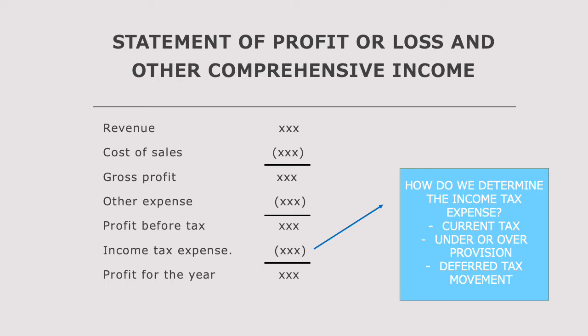Now, I'm sure you have heard of the terms current tax and when there is an under or over provision, but the concept of deferred tax will be new to you, and we will focus on that later in this lecture. So when we determine the income tax expense, we have to take into account current tax, any under or over provision of tax from the previous financial year or the previous year of assessment, and then your deferred tax movement. And importantly, income tax expense is deducted in order to get your profit for the year.